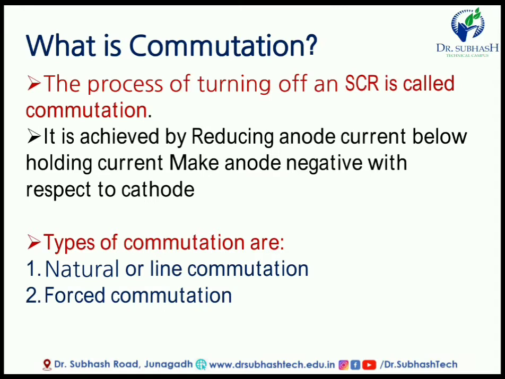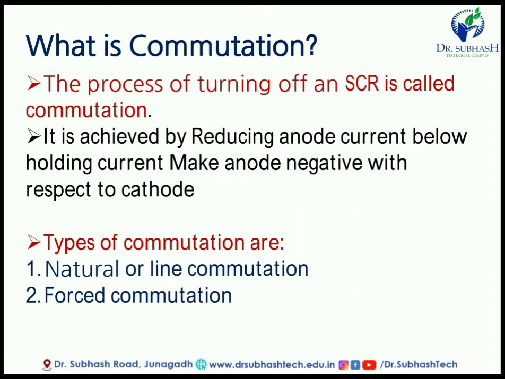Commutation is the process of turning off an SCR. Once an SCR is on, it does not directly become off; we have to turn it off, and for that we require another circuit known as a commutation circuit. It is achieved by reducing the anode current below the holding current, or by making the anode negative with respect to the cathode.